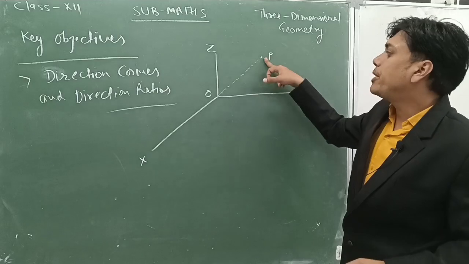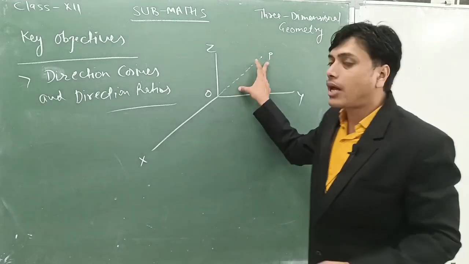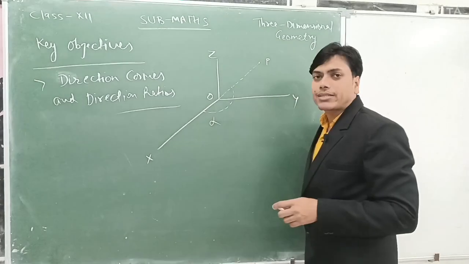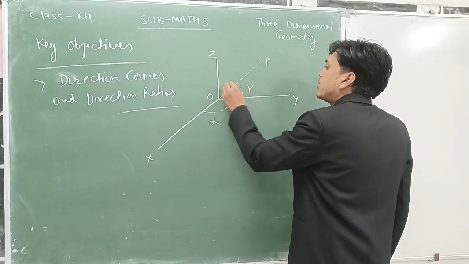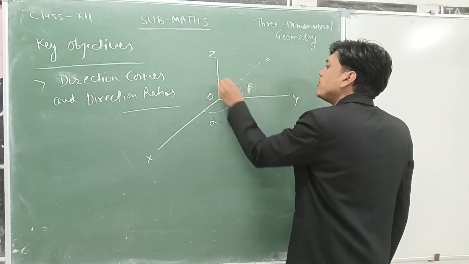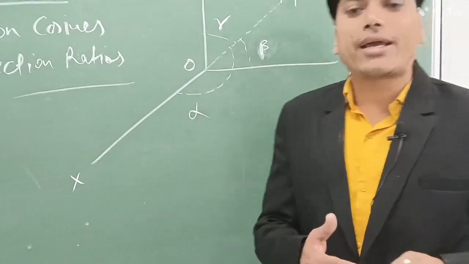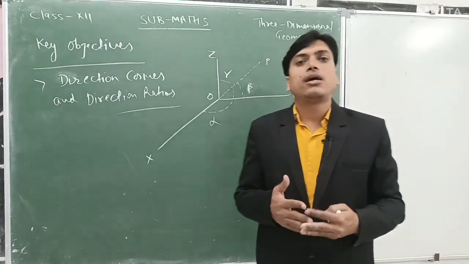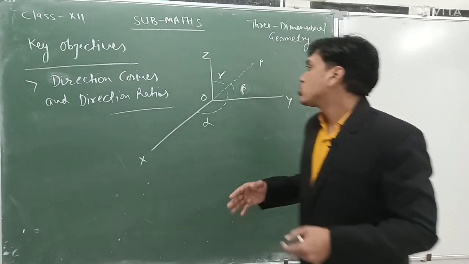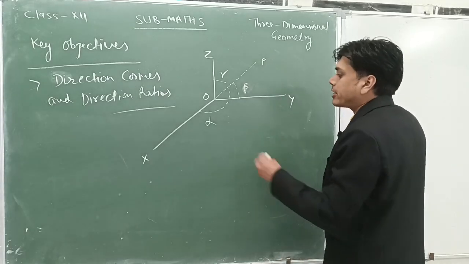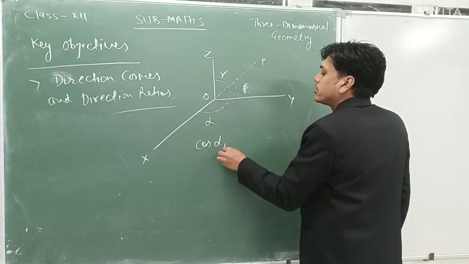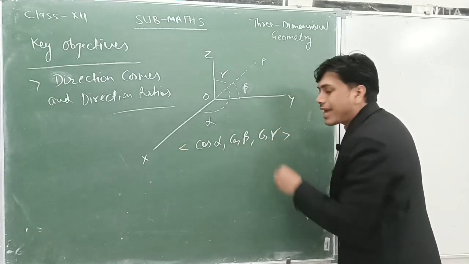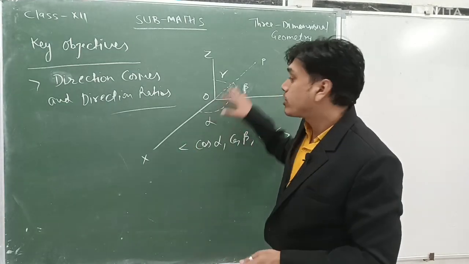So when we join P with O, then this line OP is making three angles at a time, with positive x-axis, with positive y-axis, and with positive z-axis. So let the angle made by the line with the positive x-axis be alpha, with the y-axis be beta, and with the z-axis be gamma. So if these three angles are there at a time, then cos alpha, cos beta, cos gamma will be known as the direction cosines of the given line.